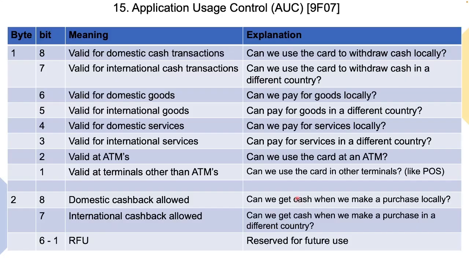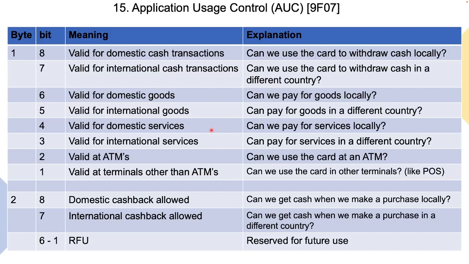As we said, it is a 2-byte value, and we know each byte is made up of 8 bits if you convert from hex to binary. So byte 1 has 8 bits, 8 to 1, and then byte 2, 8 to 1. Don't worry about the positioning of these bits within the bytes for now. The important takeaway here is just to see what sort of things we can configure.